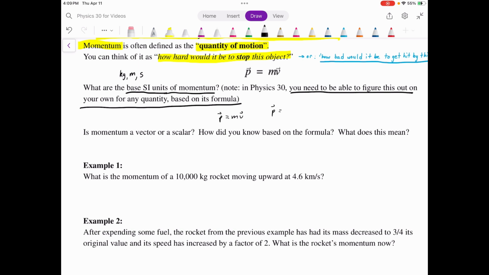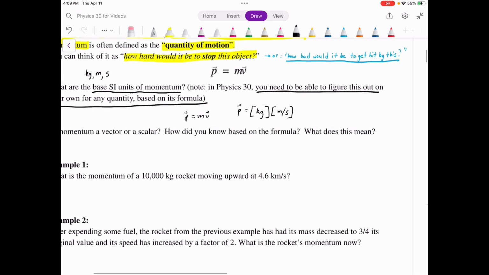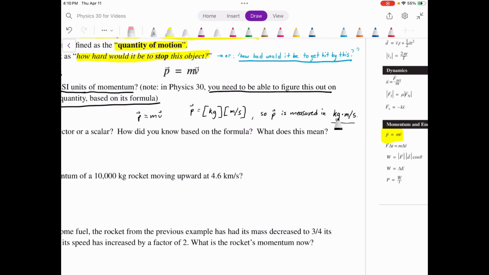We use square brackets when we're just talking units. We're not actually doing math here. We're just saying, what would the units be? Mass is measured in kilograms. Velocity is measured in meters per second. So momentum is measured in kilogram meters per second. Kilograms times meters per second. That is the base unit of momentum. We don't give this one its own name.